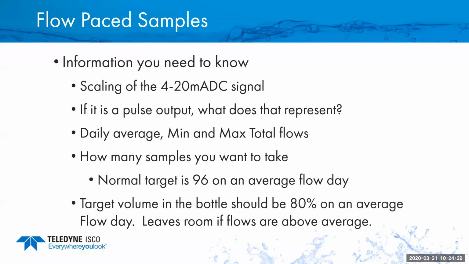Information you need to know in order to program your sampler for flow paced samples: if you're doing a 4 to 20 milliamp signal, we need to know what the scaling of that 4 to 20 milliamp is. Once we know the scaling, then we can figure out what each pulse is going to convert to. We can figure out what it is in gallons, and then you set up your sampler for pulses.